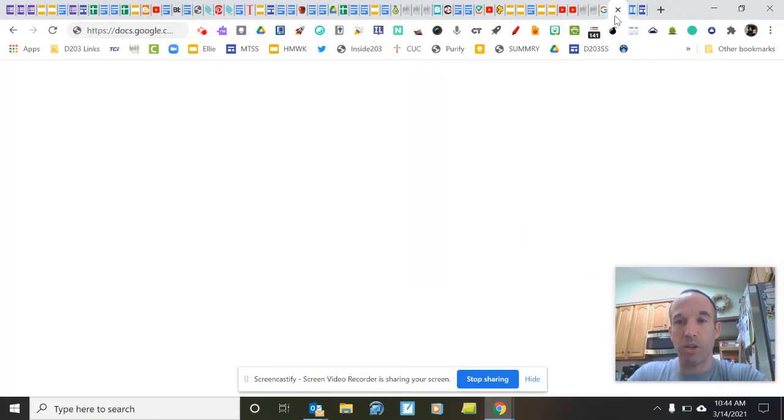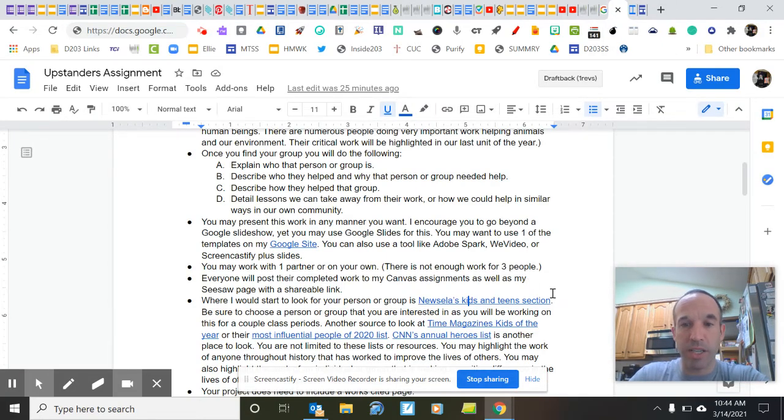If the Newsela teens, kids and teens section doesn't work for you, Time Magazine started highlighting kids that are making a difference. It's their Kids of the Year, and I have that hyperlinked here. In addition, Time always has their most influential people list. This is the 2020 list. CNN has a similar instance, and they have their annual heroes list. And again, this is everyday people making positive changes in our world.